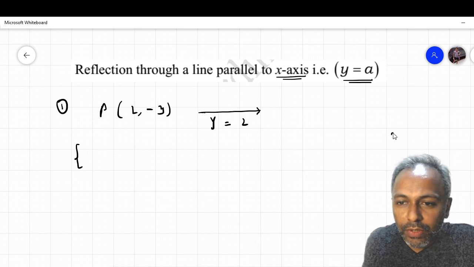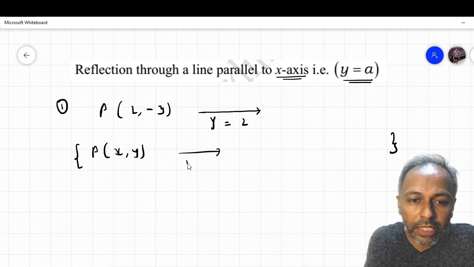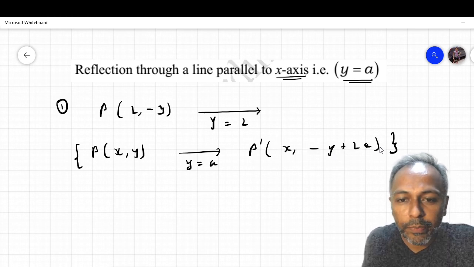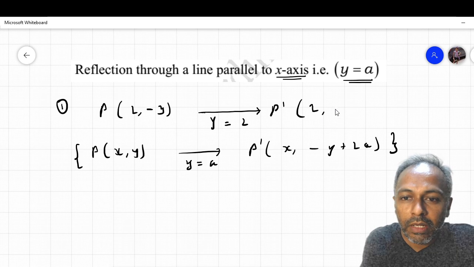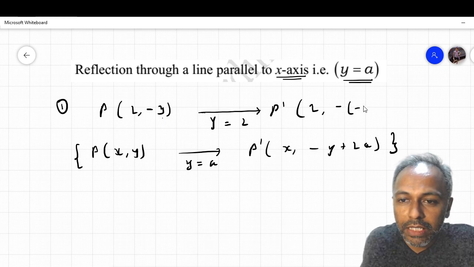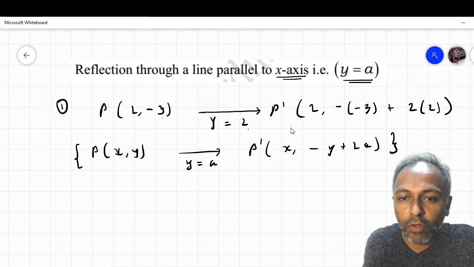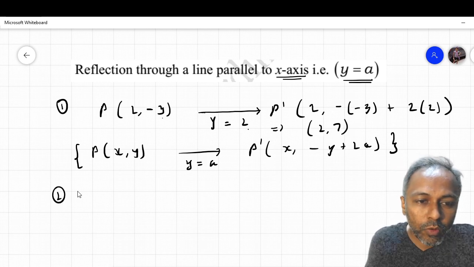Before we do this, let us recollect that when we taught you P(x, y) reflected about y equal to a, we said P dash would become (x, minus y plus 2a). So P dash would become x, which remains 2 here, and minus y. The y in the question was minus 3, so minus of minus 3, plus 2a. a is 2, so 2 times 2. Whatever you get is your answer. So this becomes (2, 3 plus 4 is 7). Let us take one more point.